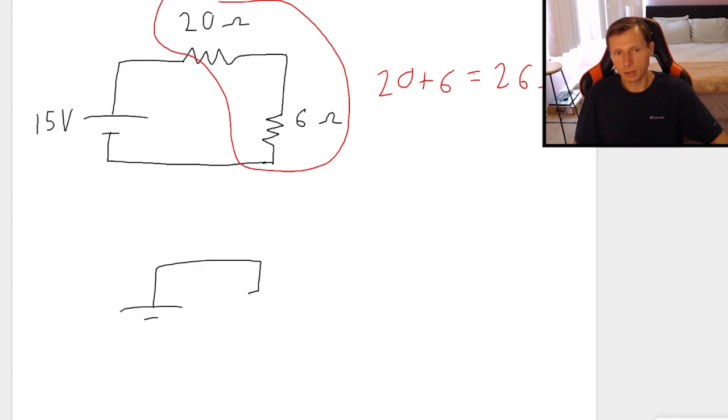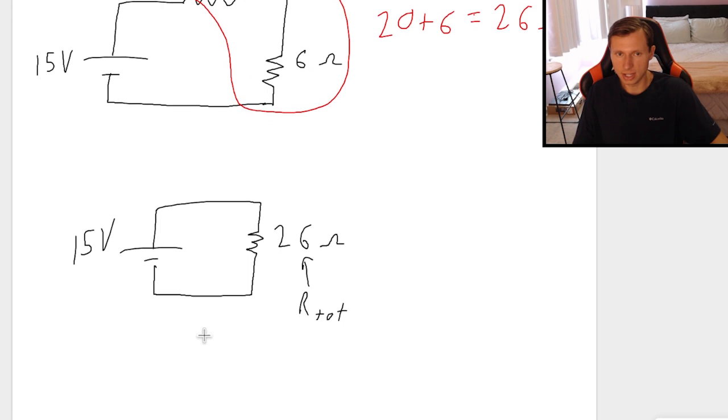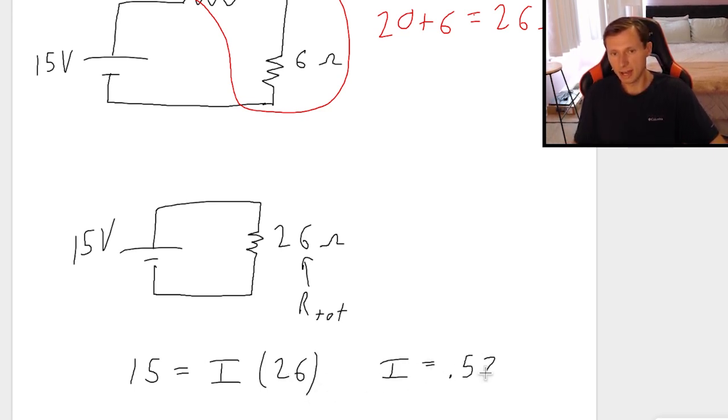And now I draw the circuit one more time with one resistor. It doesn't matter where you draw it. You can draw it in this position or this position. It does not matter at all. That's 15 volts. Now that's 26 ohms. And now that you have the total resistance, you can find the current very easily. Voltage in the battery equals current through the battery times the total resistance, 26. I'd get a current of 0.577 amps or 577 milliamps, if you like that more.